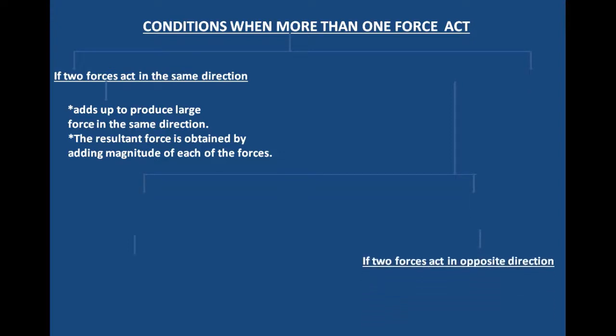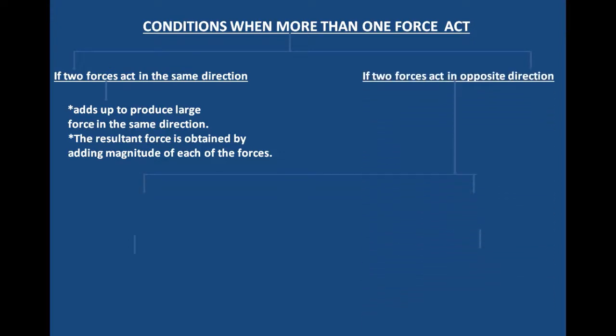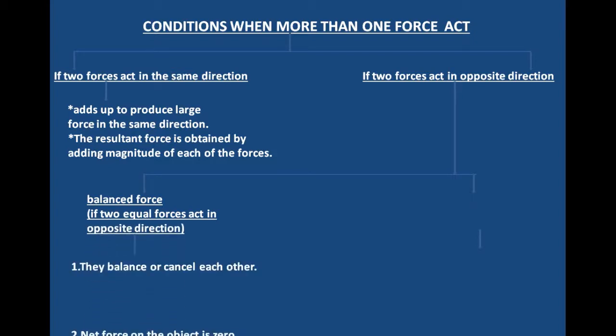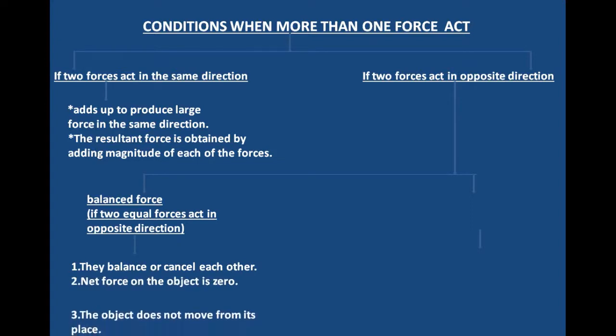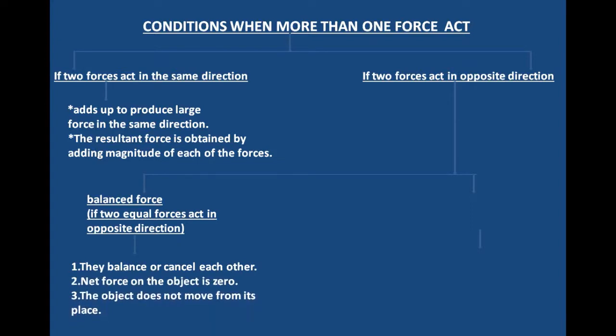If two equal forces act in the opposite direction, balanced forces. If two equal forces act on an object in the opposite direction, they balance or cancel each other. That is, the net force on the object is zero, so the object does not move from its place.